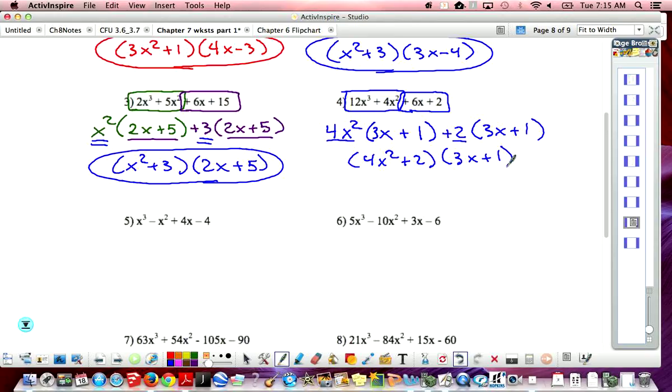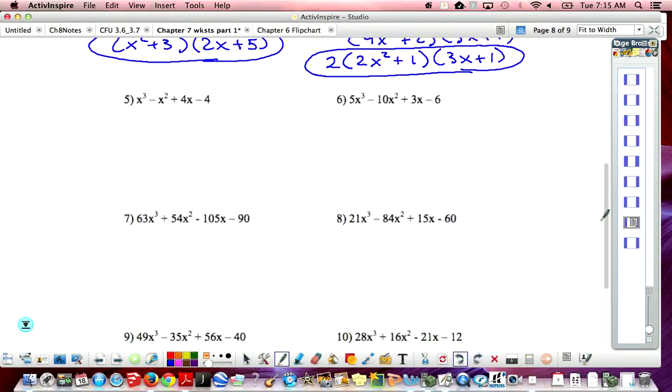This one's almost done, except these two terms have something in common. They actually have a 2 in common. So I can factor out that 2, have 2x squared plus 1, and I still have this 3x plus 1. So this one had a little additional step because these two terms had something in common.